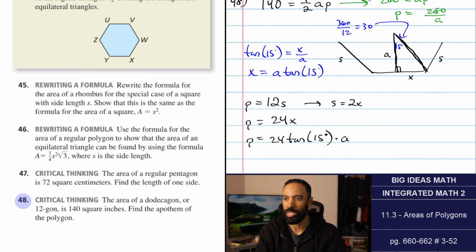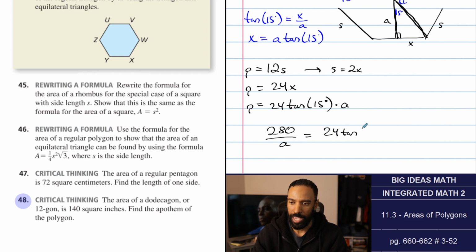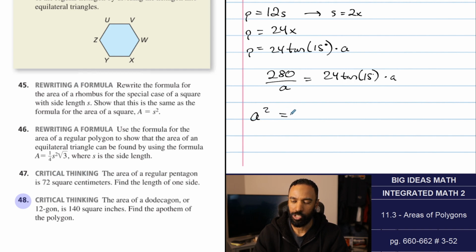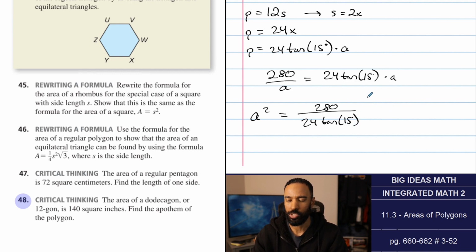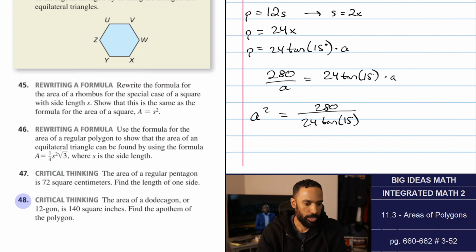Let's set those two things equal to each other, where we get 280 over A equals 24 times tangent of 15 degrees times A. I will multiply both sides by A and divide both sides by 24 tangent of 15, and I get A squared equals 280 over 24 times tangent of 15. This can reduce a little bit, and I suppose I will. 28, oh wait, hold on a second. Hold on, let me see what that is.